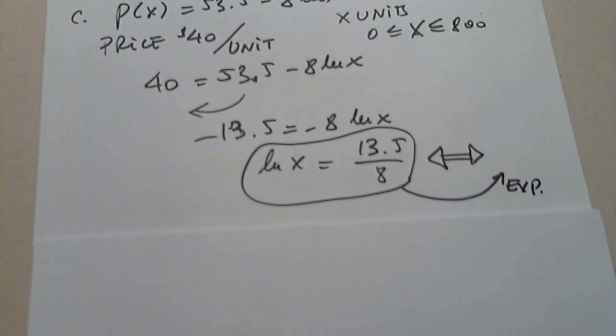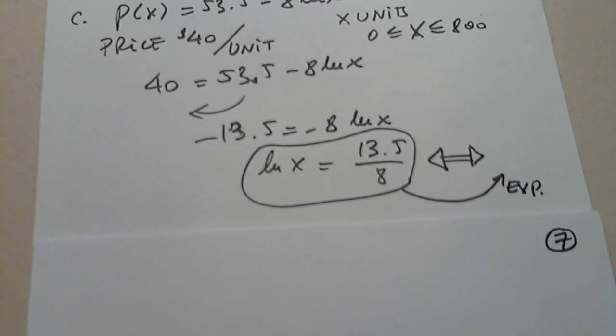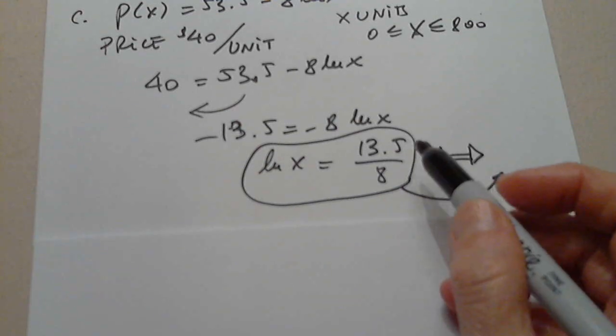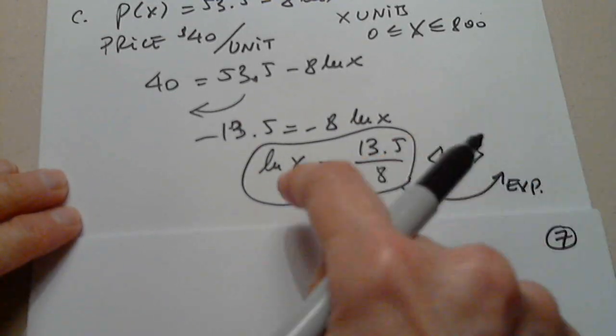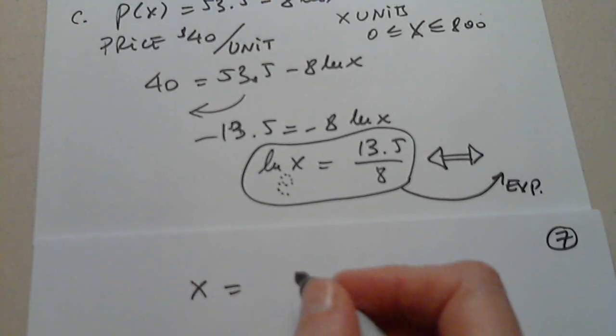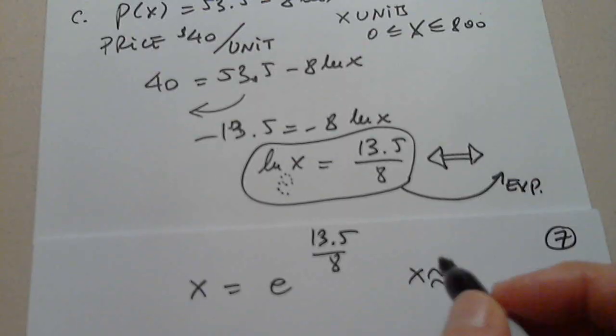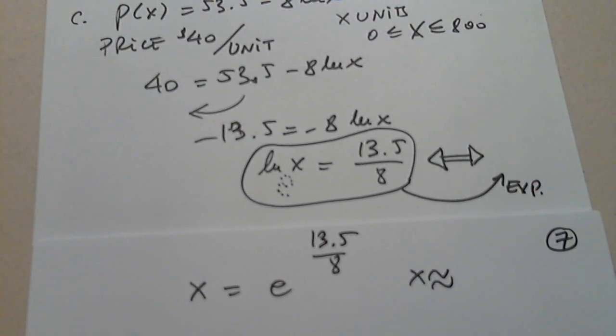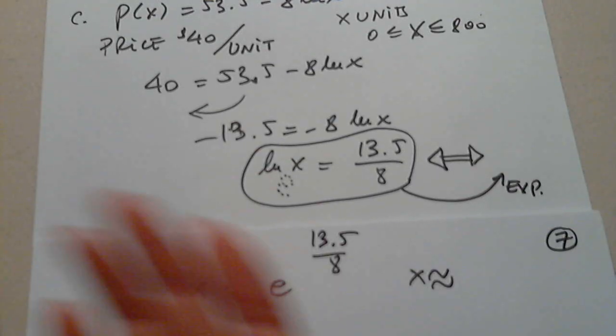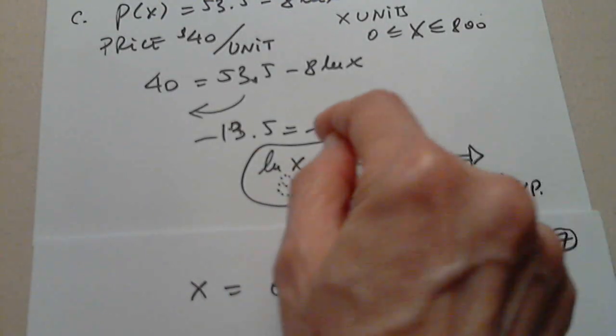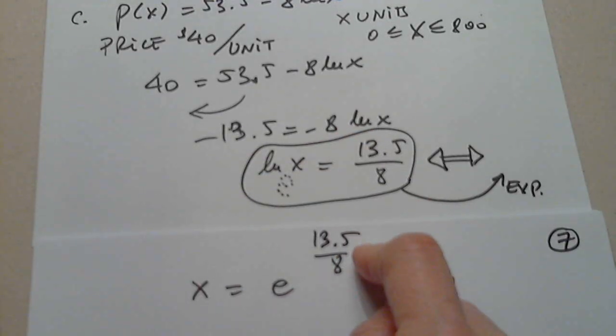How do we change it into an exponential, please? This is the most important concept in this chapter. Would you have it be e to the power 13.5 over 8 equals x? Exactly. Yes, e to 13.5 over 8. And then we approximate x. Again, x is the number of units. Very good. That's the conversion. Base raised to this power equals x. Base raised to whatever equals x.